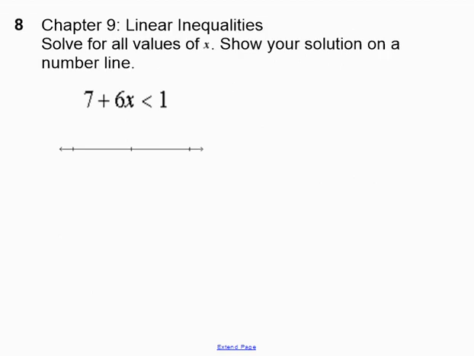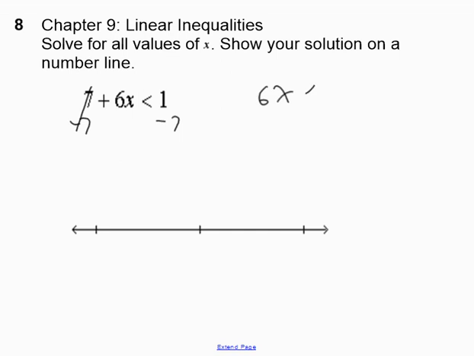And our last question comes from Chapter 9 on linear inequalities. I'll bring this line down here for a second. So when you have a linear inequality, the algebraic isolation is still the same. The only difference is if you multiply or divide by a negative value, you flip your inequality sign. So when I subtract 7 from both sides, just like I would if I was getting rid of my constant in an equation, I end up with 6x is less than -6. Divide both sides by my coefficient. And all values less than -1 would satisfy this inequality.